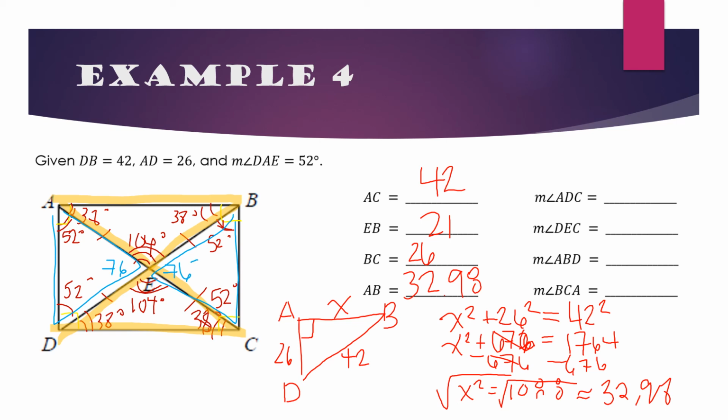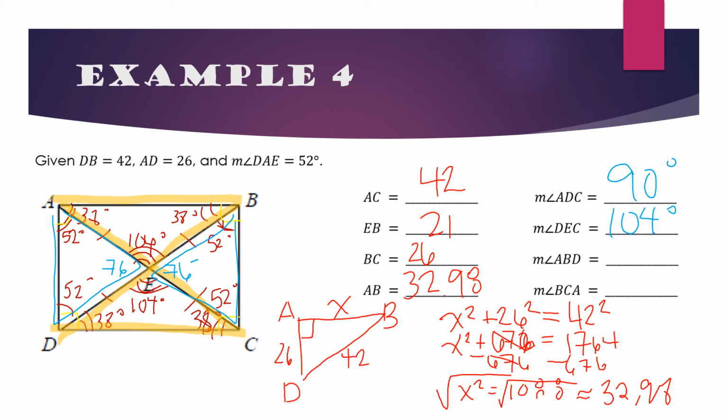So now let's make sure we write down all the correct angle measures. We found everything, we just got to record it correctly. So the first thing it asks us to find is ADC. Well, ADC is a right angle, so that's 90 degrees. Then we're asked for DEC. That's that angle that we just found of 104 degrees.